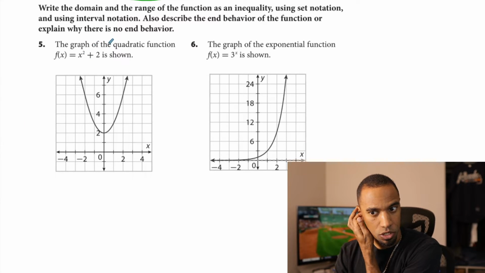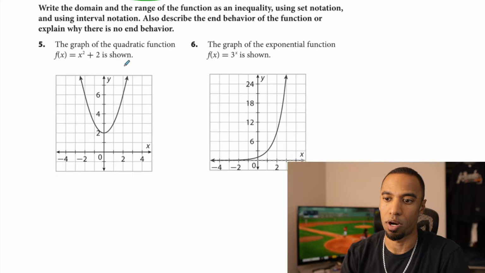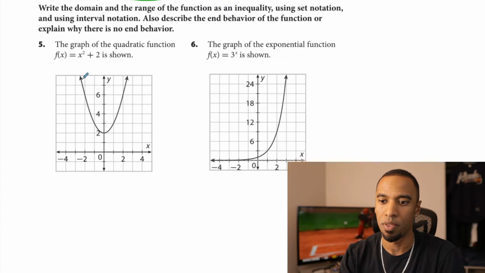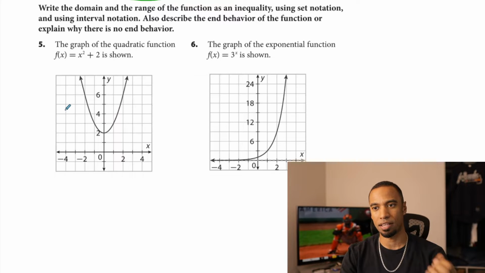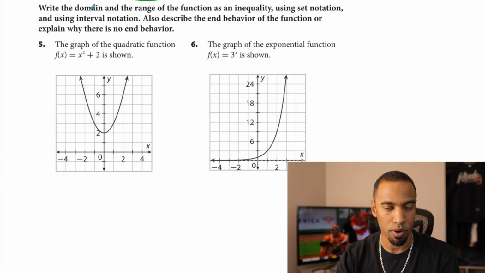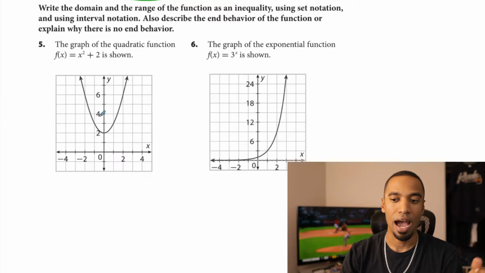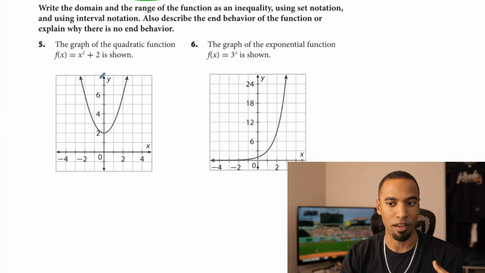So the graph of the quadratic function f of x equals x squared plus 2 is shown. They graph it for us, so there's no need to graph it on your own. Here it is. We're looking at this graph, and we're going to ask ourselves, with domain referencing x values and range referencing the y values, how far left and right does this graph actually go?